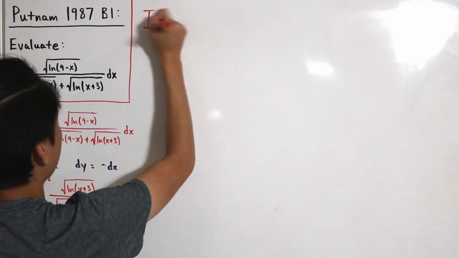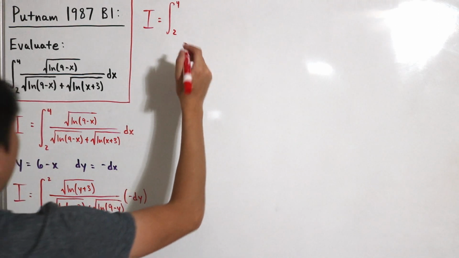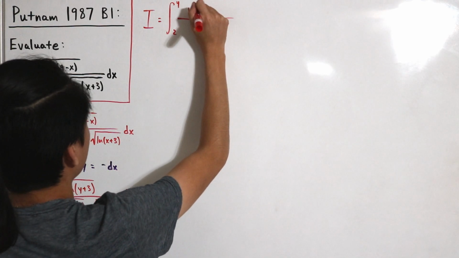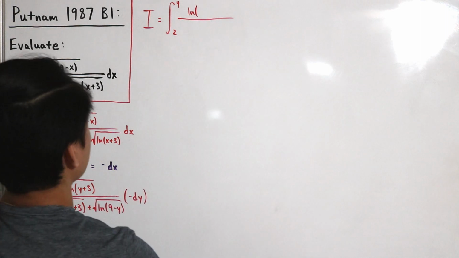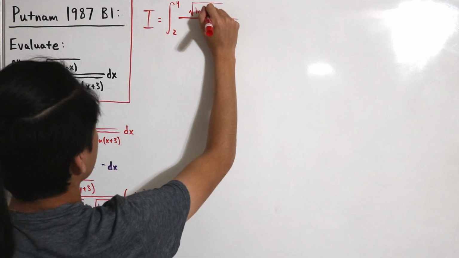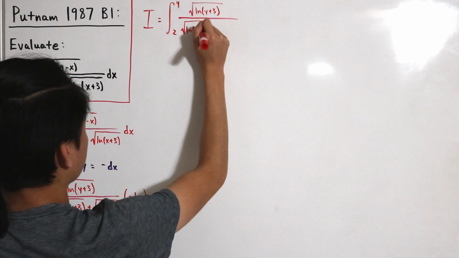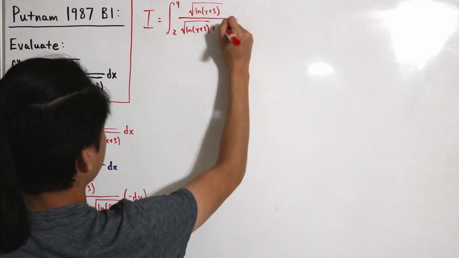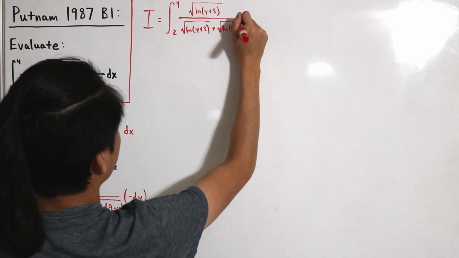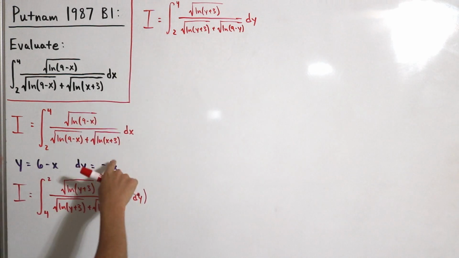So we still have that I is equal to the integral from 2 to 4 of the square root of the natural log of y plus 3, divided by the square root of the natural log of y plus 3 plus the square root of the natural log of 9 minus y, dy. That's what we said: I is equal to this and I is equal to that.